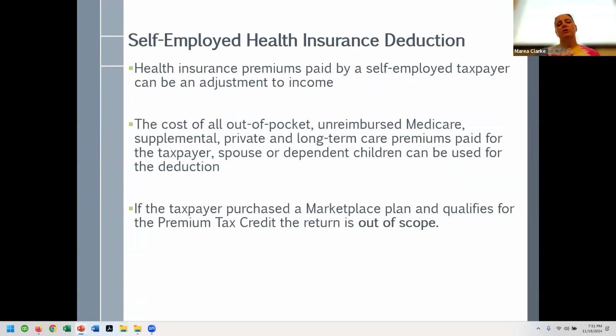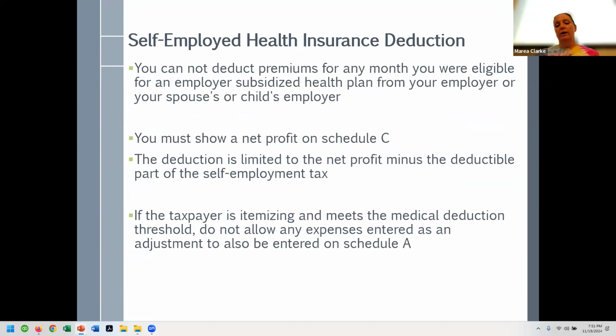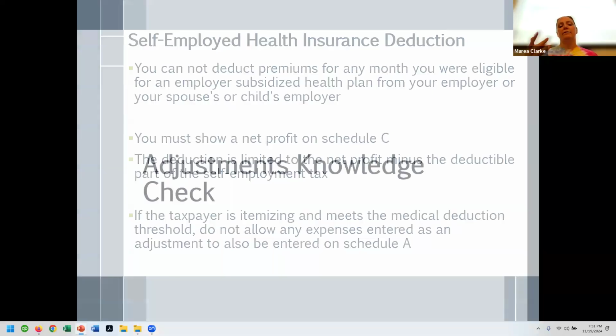There's a health insurance deduction as well. I'm not going to go over that because it's relatively uncommon, but that is there as well. Basically, if you have a business, you're making money and you are also paying for healthcare insurance for your employees, then you can have a deduction for that.